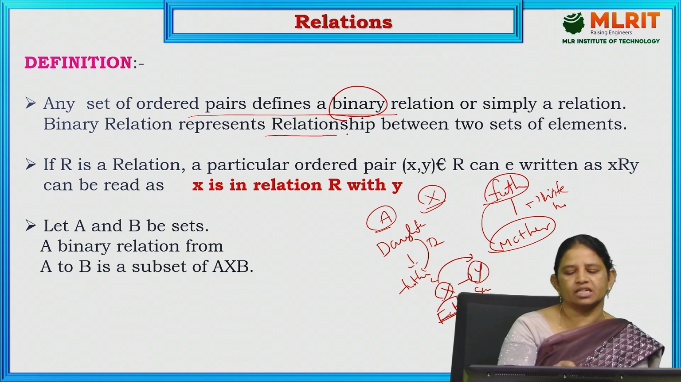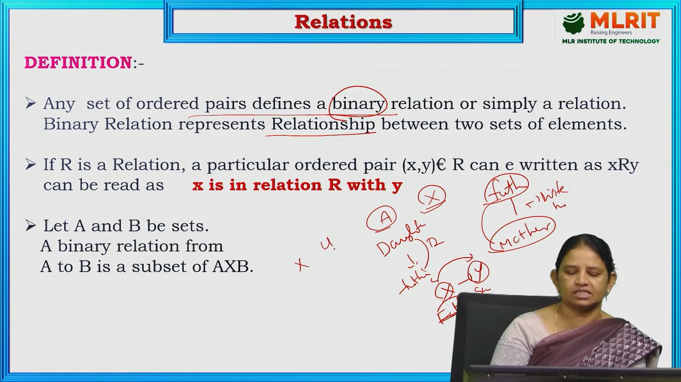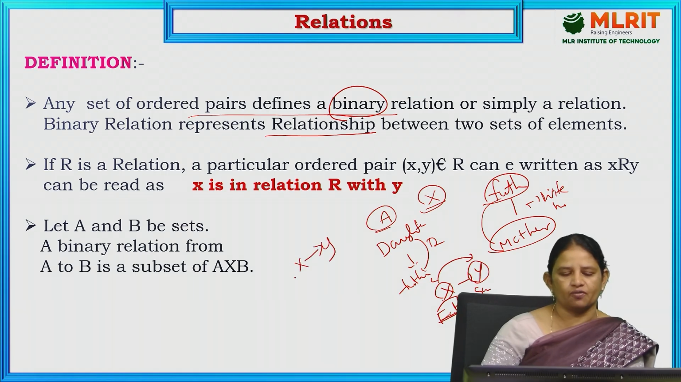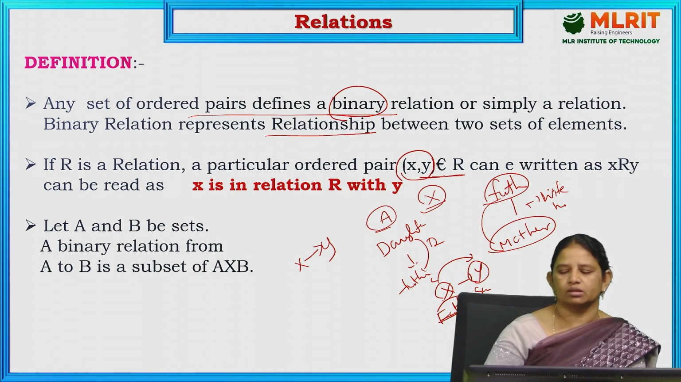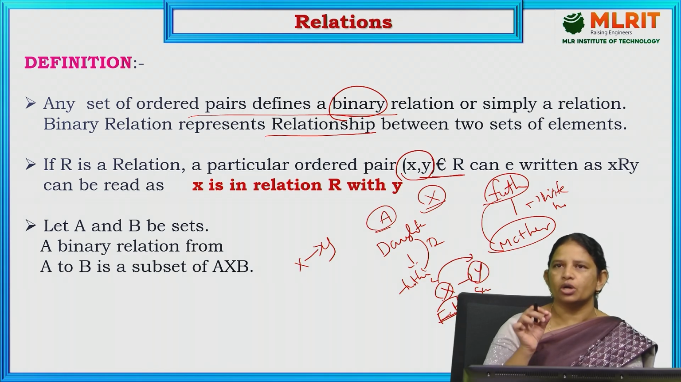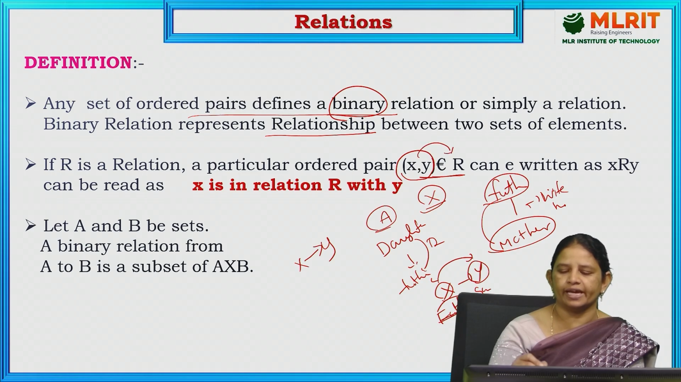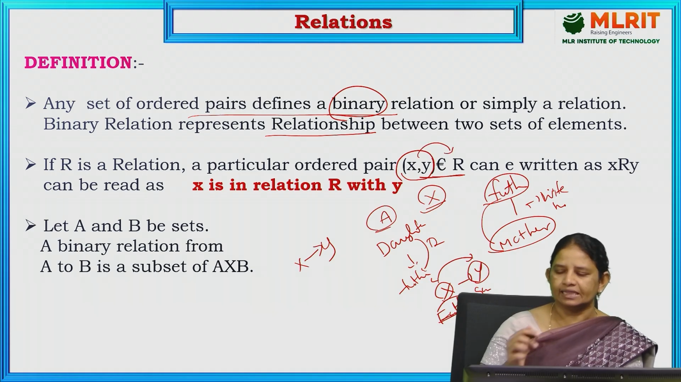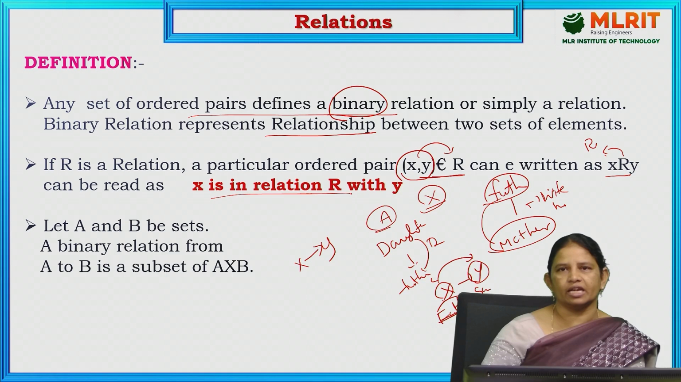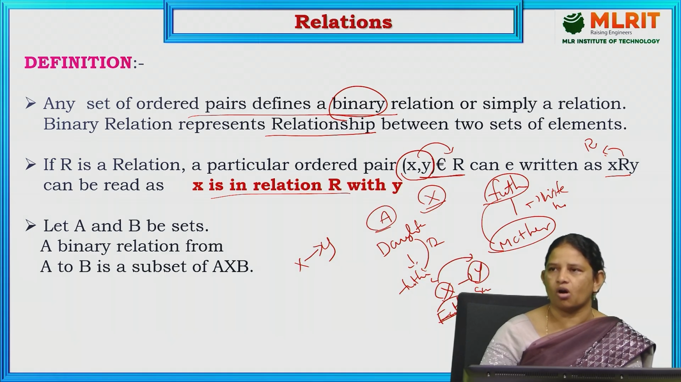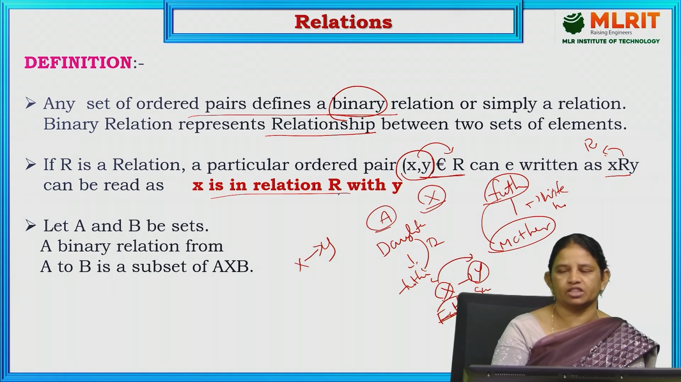Binary relation represents the relationship between two sets of elements. That relation is represented by using the pair (X, Y) belongs to R. That means X, Y are two elements, and belongs to R means there is a relation that exists between the two, which can be written as X R Y. Here R is a relation. It can also be read as X is in relation R with Y.